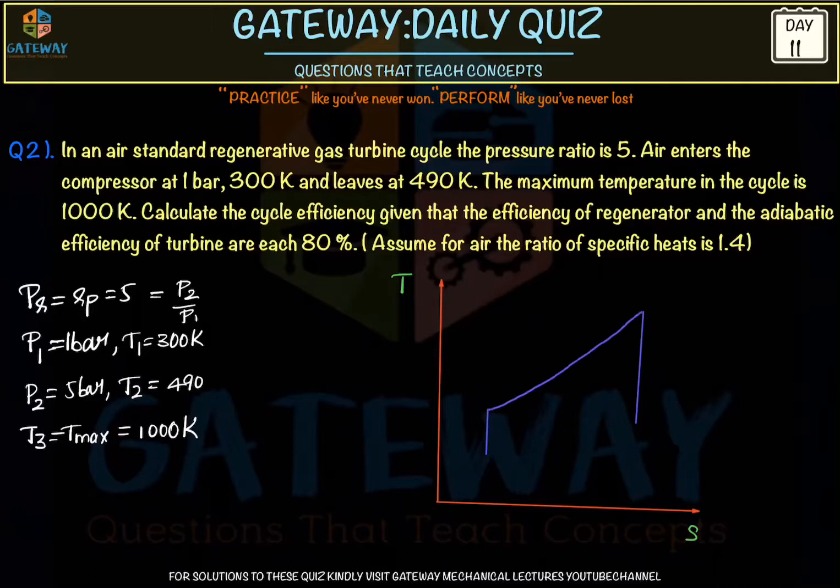This is a constant pressure heat addition, constant pressure heat rejection. These are all the states. So this is state 1, state 2, state 3 and state 4. Calculate the cycle efficiency given the efficiency of the regenerator. So here we are using a case of regenerator, and the adiabatic efficiency of the turbine. So there is an adiabatic efficiency of the turbine.